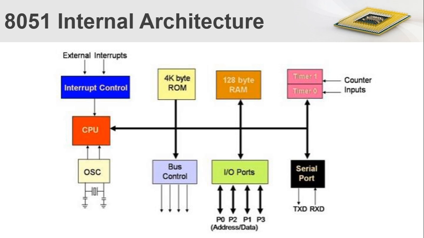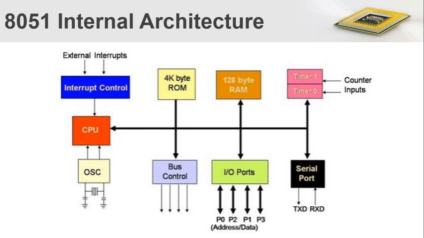Welcome back to this video tutorial. We can discuss the internal architecture of the 8051 microcontroller. This is the overview of our internal architecture. Here we have the processing unit, and it can process 8 bits of information. And the internal bus structure can transfer a maximum of 16 bits of information.